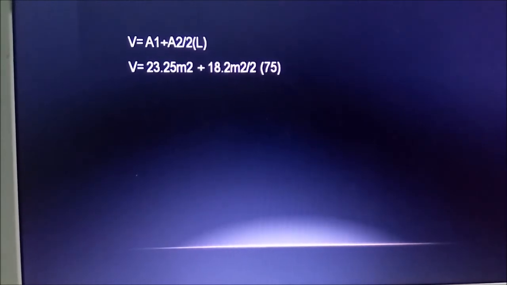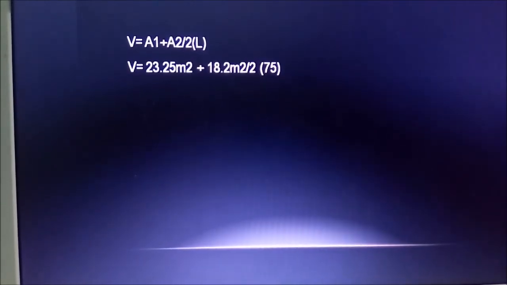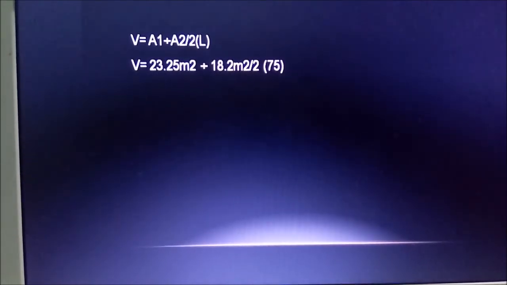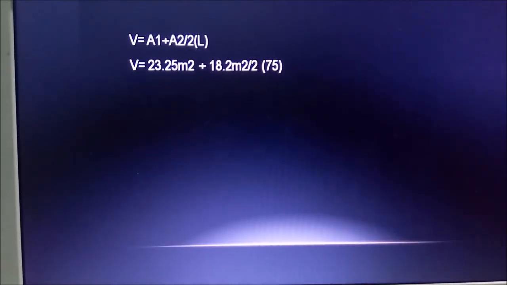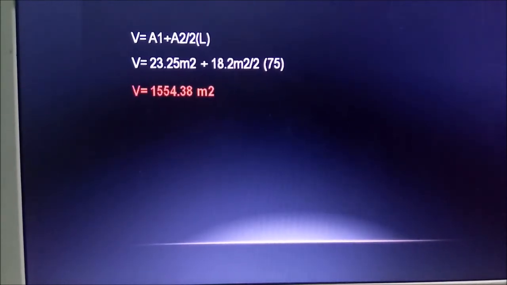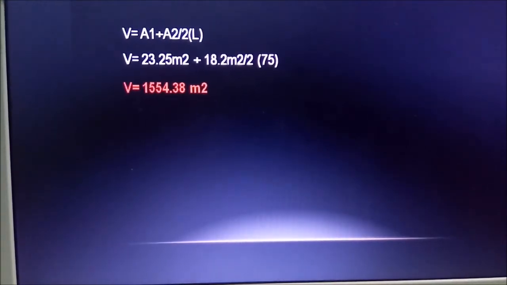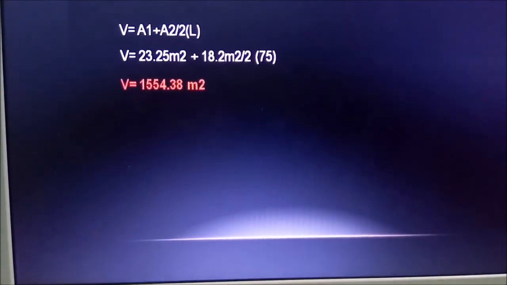The volume by the area method formula is equal to area 1 plus area 2 over 2 times the length. So V is equal to 23.25 square meters plus 18.2 square meters over 2 times 75. So the area method is equal to 1554.38 cubic meters.